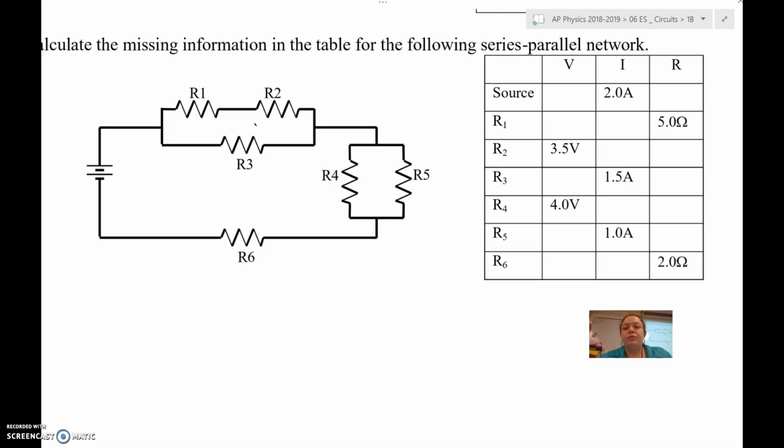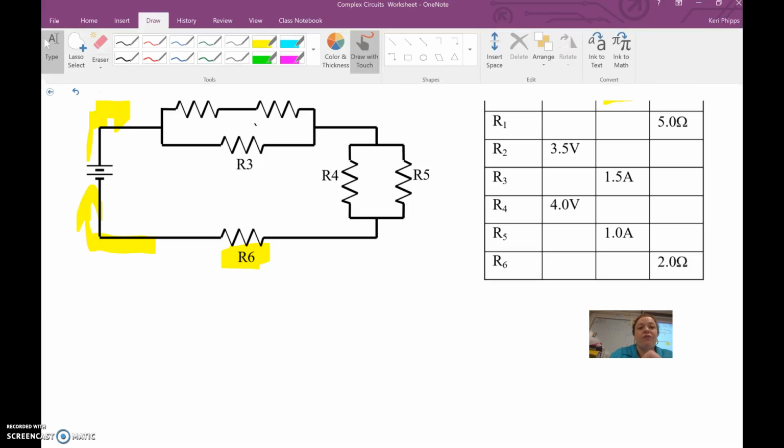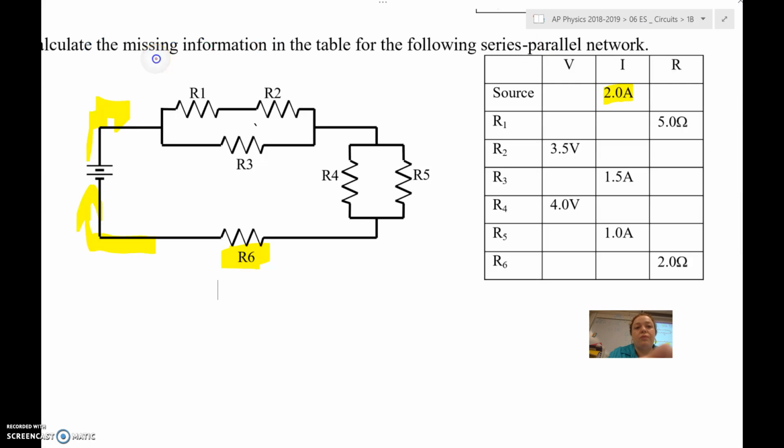So let's start with current only, because they gave us the full amount of current at the top. Kirchhoff's junction rule basically says that current in equals current out. So if this was our current into the system, what has the full current out of the system? R6. That means R6 has to have that full amount of current, because that's where it all joins back up.